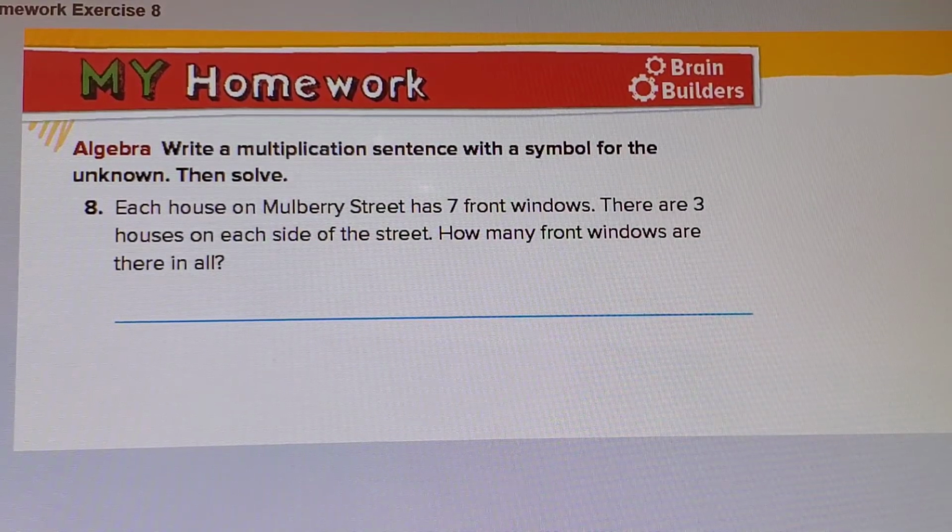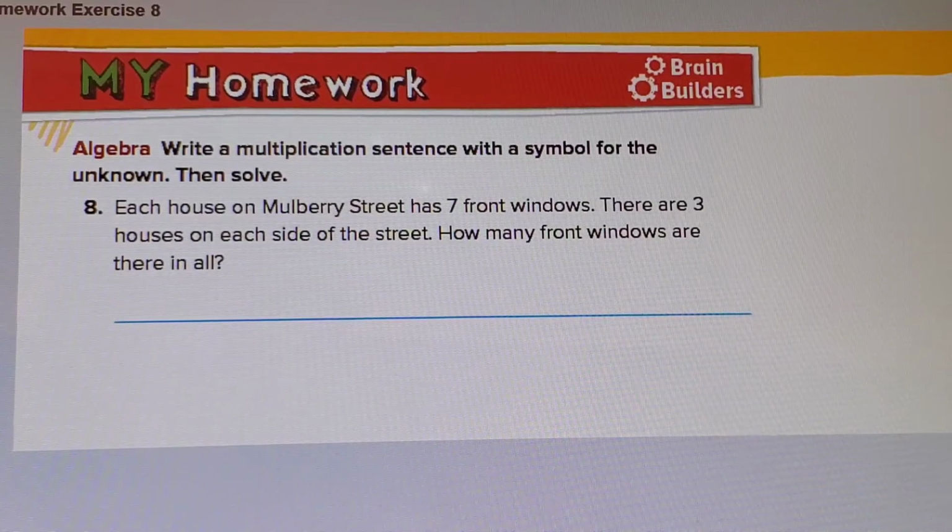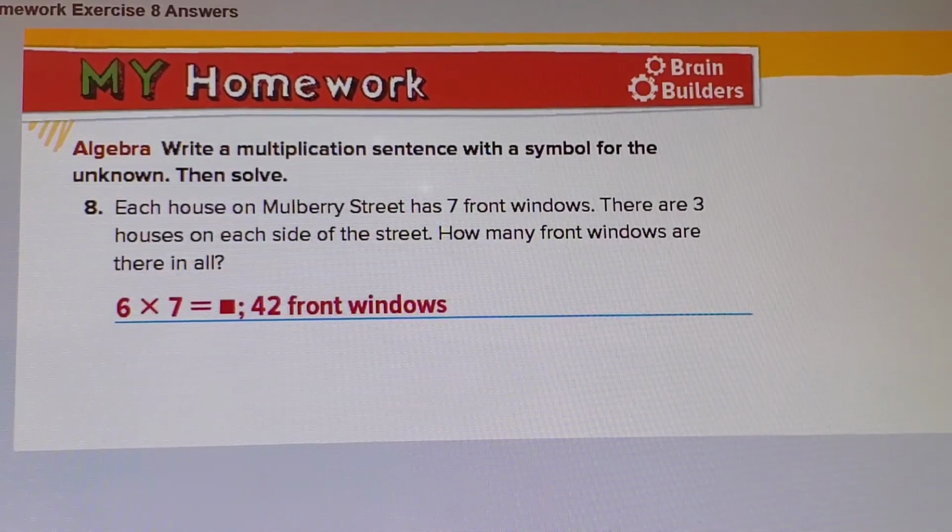So how many houses are on the left side of the street? 3. And how many houses are on the right side of the street? 3. So 3 plus 3 equals 6 houses times 7 front windows equals unknown. 6 times 7 equals 42 front windows.